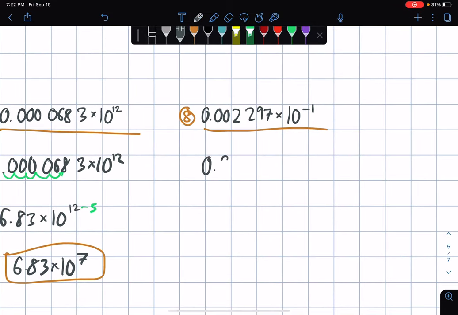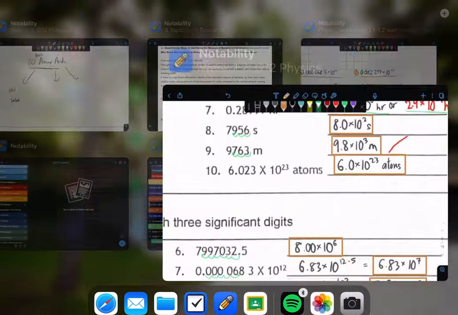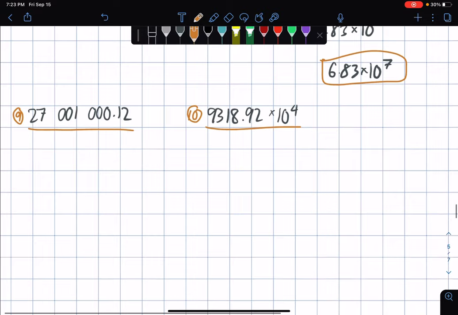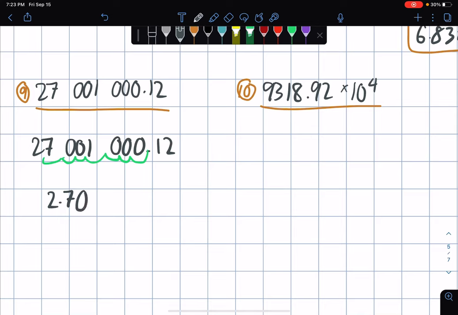Okay, for number 8. 2.30 times 10 raised to negative 4. Okay. Let's go with number 9. 7001000.12. 1, 2, 3, 4, 5, 6, 7. 2.70 times 10 raised to 7.